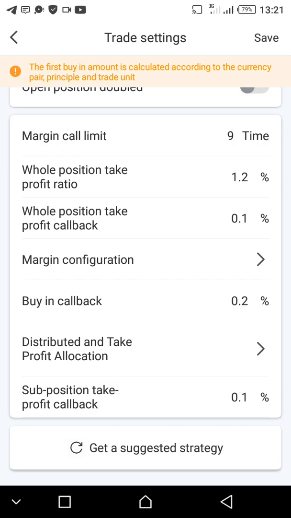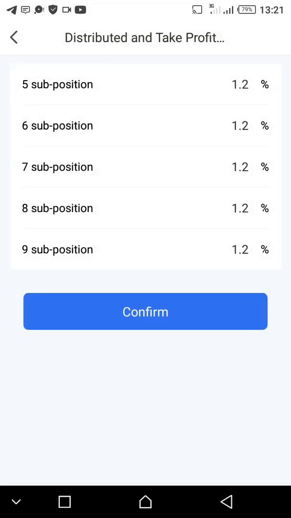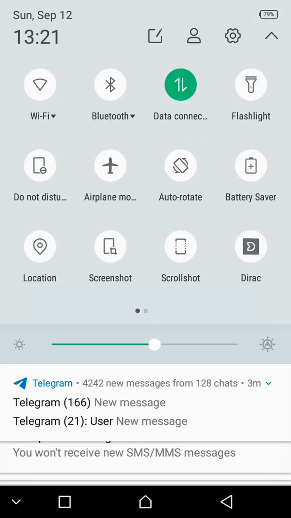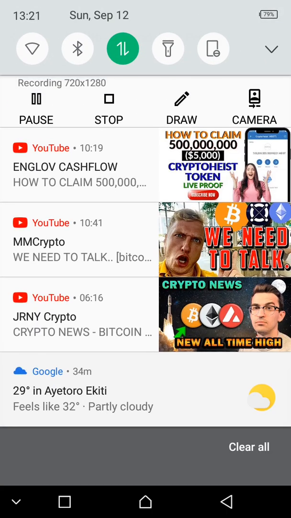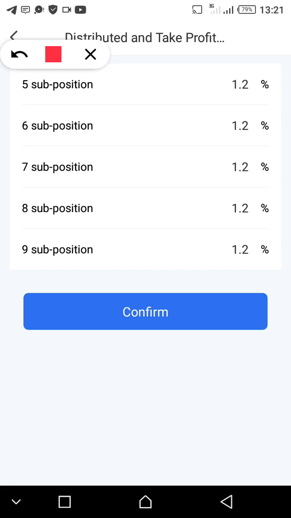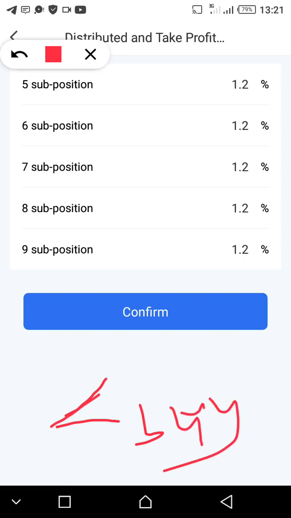Now this one is sub-bin take profit. Now what does that one mean? It means that if the market is going up, this is where you buy. Let me say you buy here. The market starts going up, right? You got up to, say, 1.2.